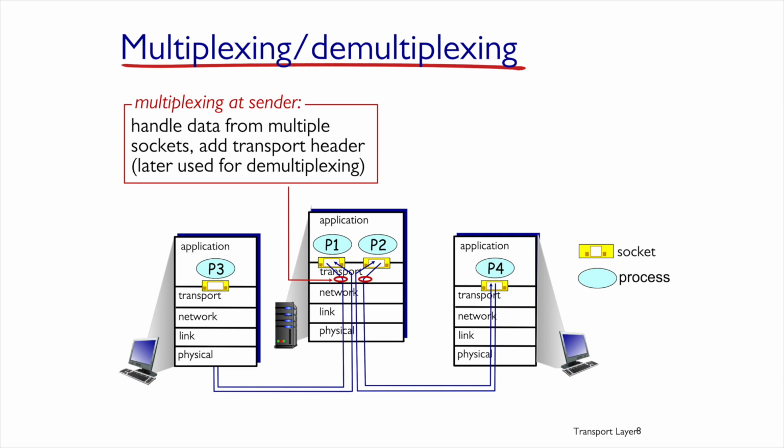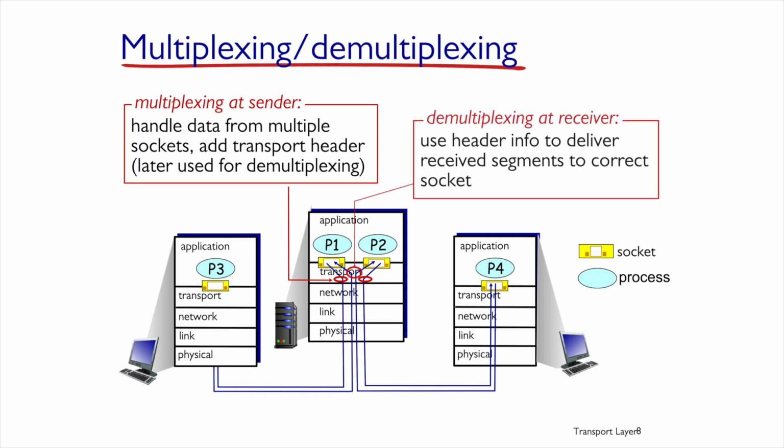As we can see here, process P3 tries to connect to process P1, and let's say process P4 with P2. So how do we know how to demultiplex this message to the right process if 2 messages arrive at the central point? Let's try to understand how it happens.